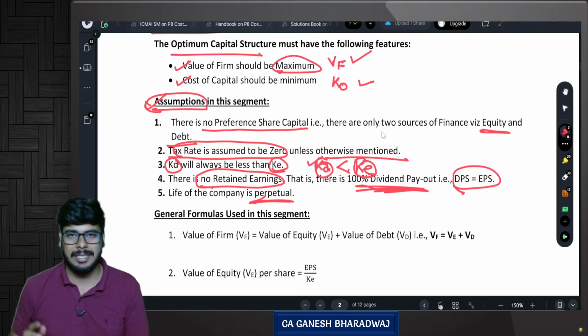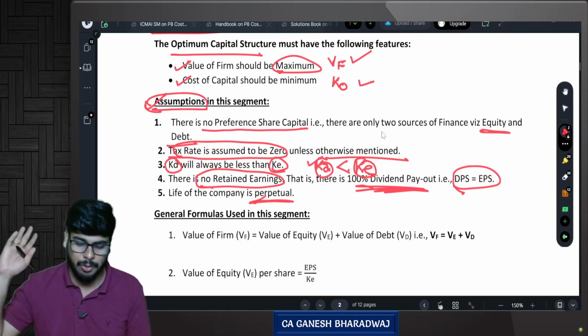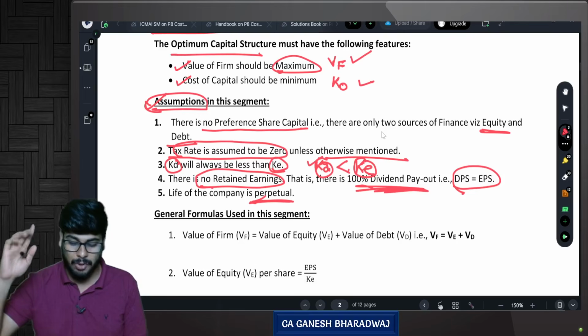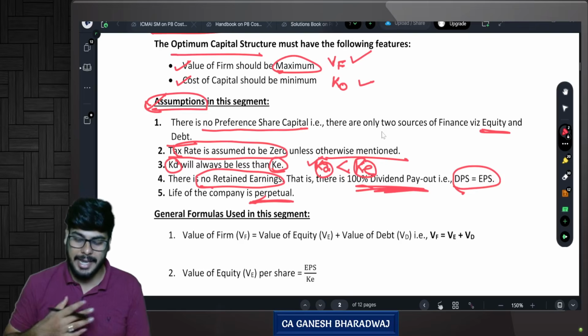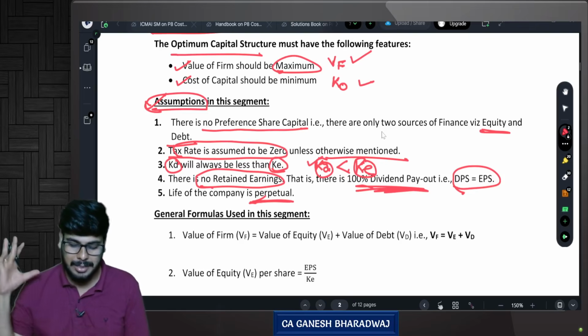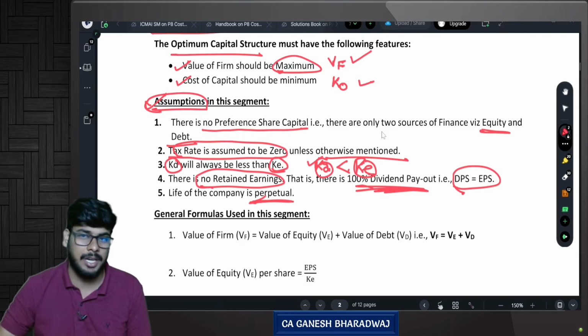So broadly, what are the assumptions? Main assumptions: no preference source of finance. Yes, tax rate is zero. And always remember, KD is less than KE. That is, the cost of debt is cheaper than the cost of equity. Always. Are you clear with this?